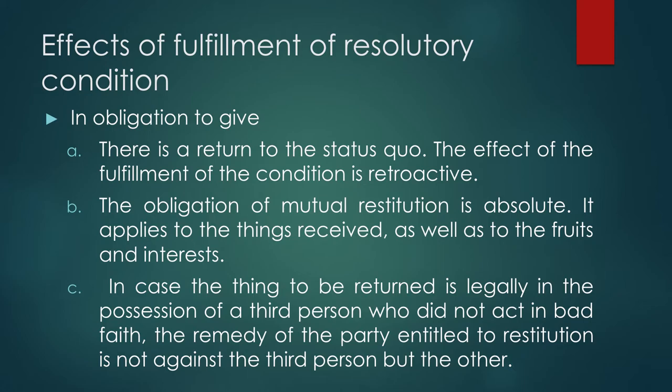In case the thing to be returned is legally in the possession of a third person who did not act in bad faith, the remedy of the party entitled to restitution is not against the third person, but the other. Again, in case the thing to be returned is legally in the possession of a third person who did not act in bad faith, meaning he is in good faith for receiving and having possession of the thing that needs to be returned, the remedy of the party entitled to restitution is not against the third person, but the other, meaning the original contracting party that he or she has contracted with. The third party cannot be held liable for the thing that he acquired in good faith.